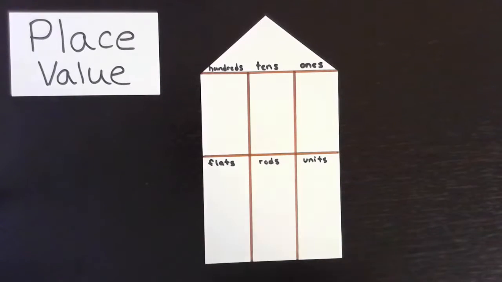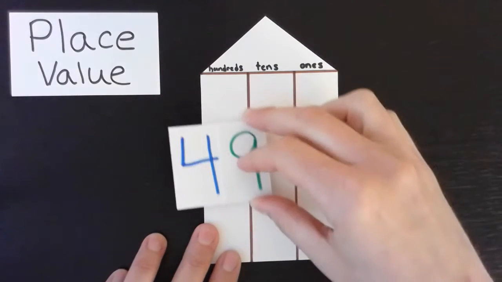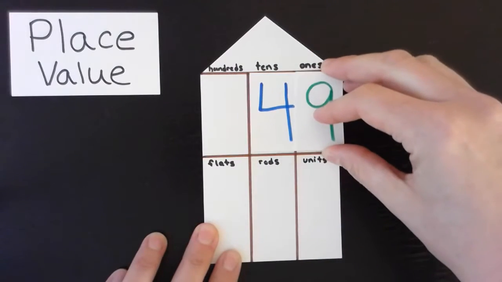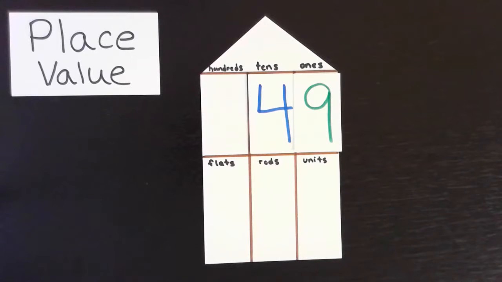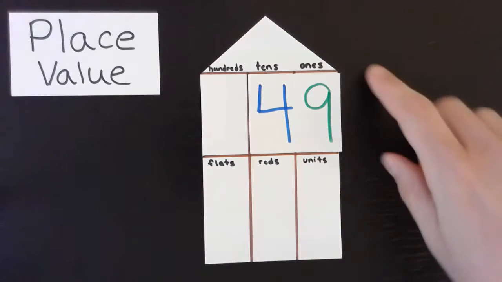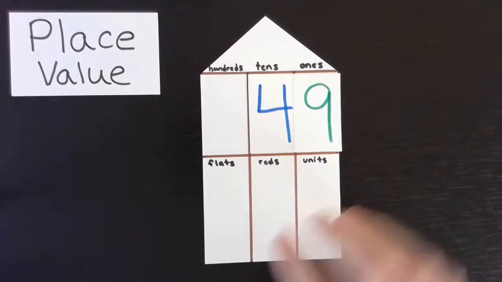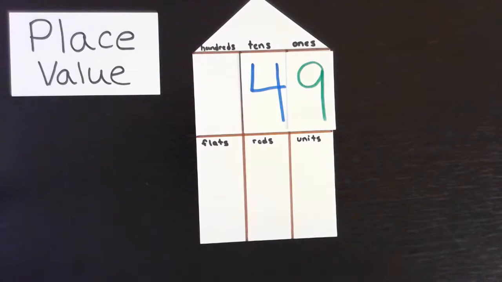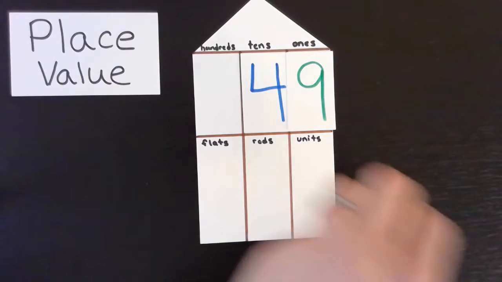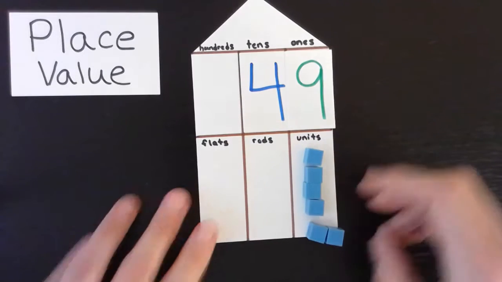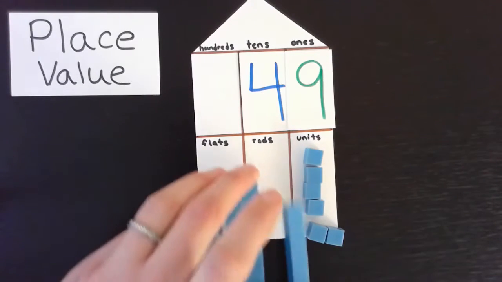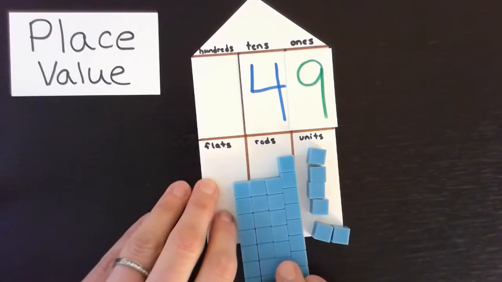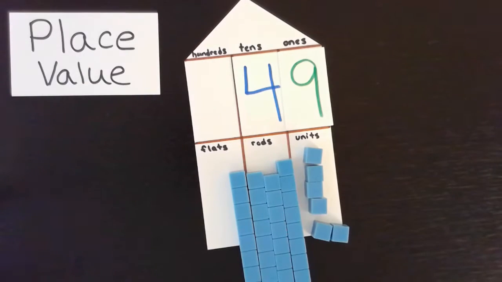So let's look at a number like 49. When we put the number in, we're always going to put it all the way to the right. So the digit on the rightmost, since we're not dealing with decimals or other things, refers to the ones. So in the number 49, there are actually 9 ones. We know that. That's what this 9 means. And there are also 4 tens. So let me go ahead and get 4 ten rods here, and we're going to have 9 ones.